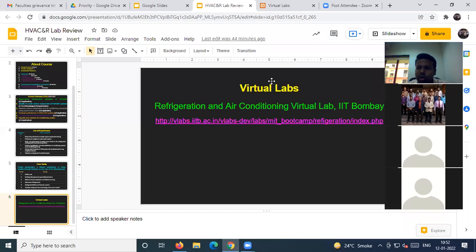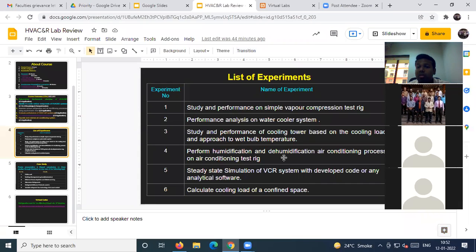These things should be known to you, and that is the reason I also went through this. If time permits, we will try to perform some of these experiments in the virtual lab also, in addition to the physical performance. Is that okay?